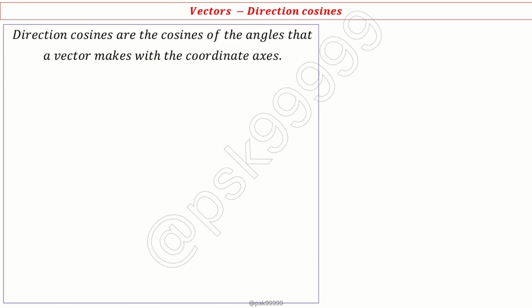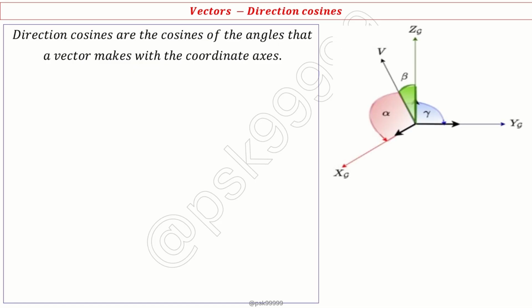Now this vector makes an angle with the x-axis, y-axis and z-axis, correct? If it is parallel to the x-axis, then the angle with the x-axis is 0. It may be 0, but it has an angle. Now if you take the cosines of these angles, the trigonometric cosines, they are called the direction cosines of the vector.